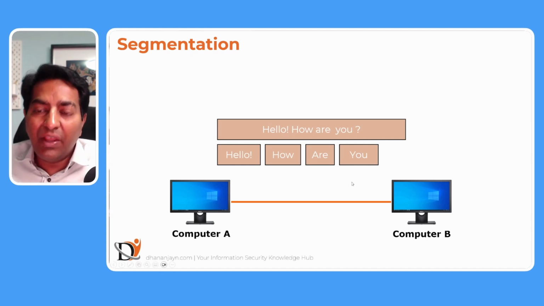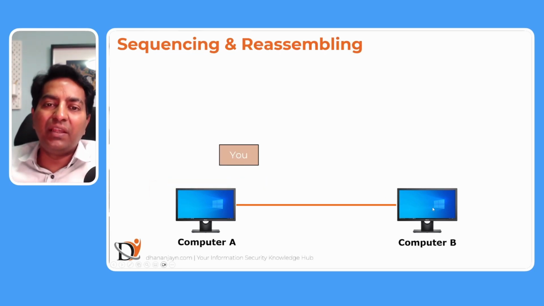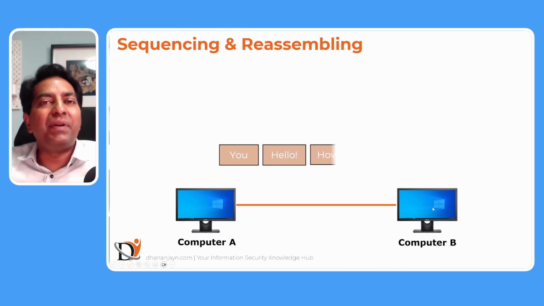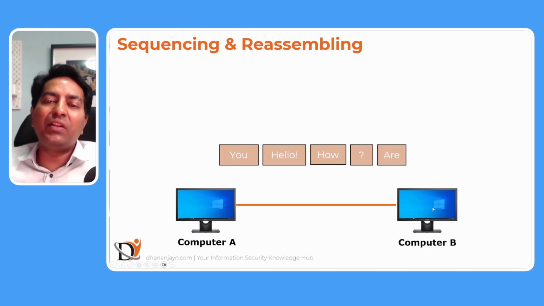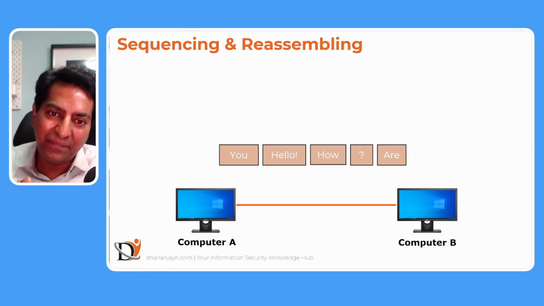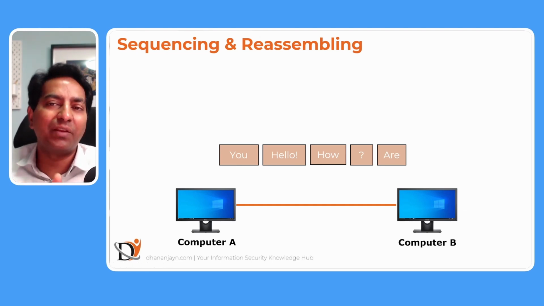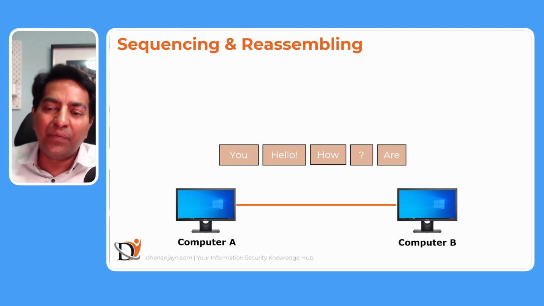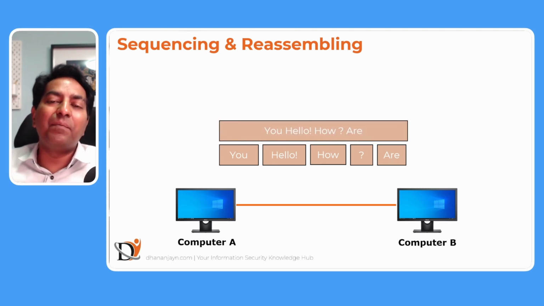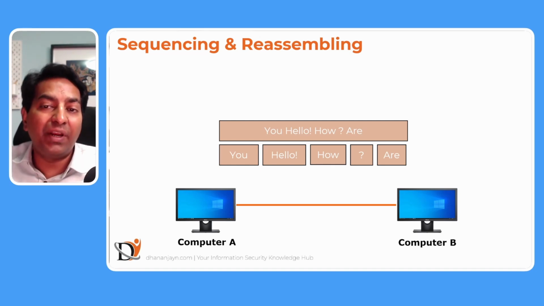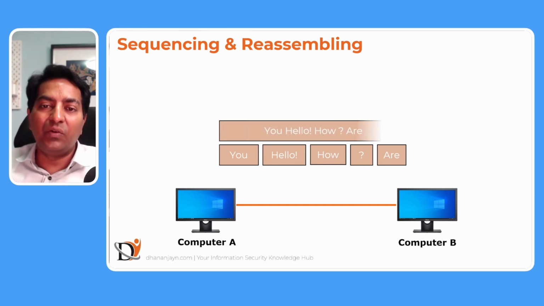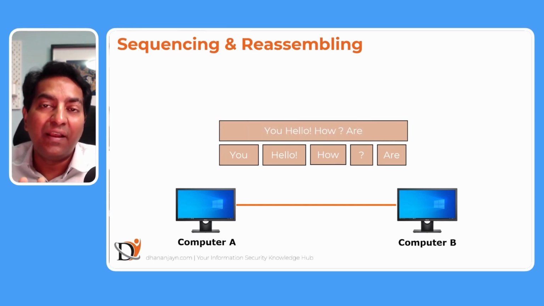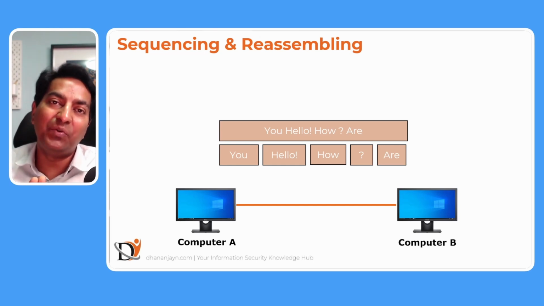So we have seen that the message hello, how are you is created, and now the segments are being sent. Now on computer B, the segments are received. It's not necessary that all the segments are received in sequence. So it could be like: you, hello, how, question mark, and you, right? Now the message looks like this, and this is not something that we are expecting. If you look at the way it is displayed here, this is where reassembling or sequencing comes into the picture.